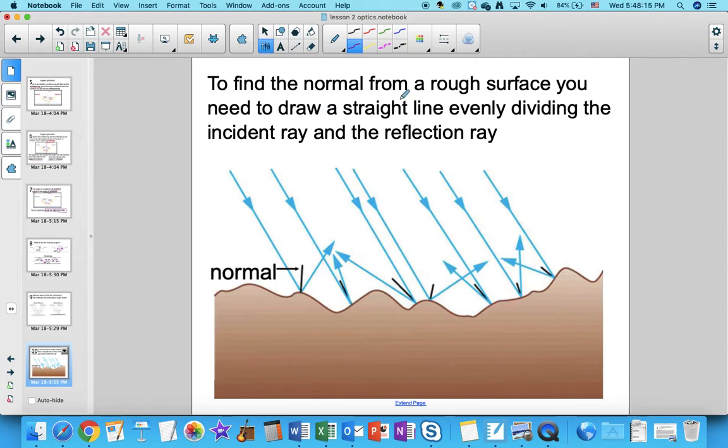Well, to find the normal of a rough surface, you need to draw a straight line that evenly divides the incident ray and reflecting ray, right? So if you were to draw a line directly down the middle here, you've now created a normal. Here, the normal would come in like that, because that evens out the line. It's not the best line because the line's thick. There, right? And there. And so all of these would be normals because they divide the angle of incidence and the angle of reflection evenly.